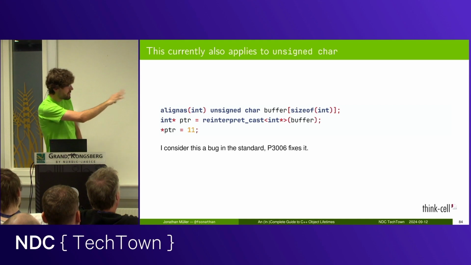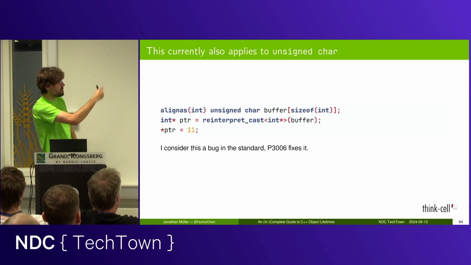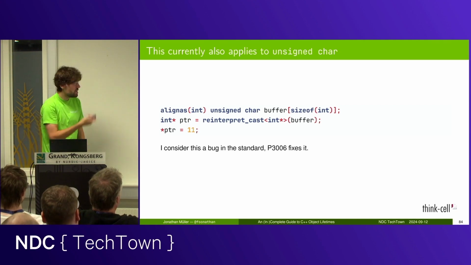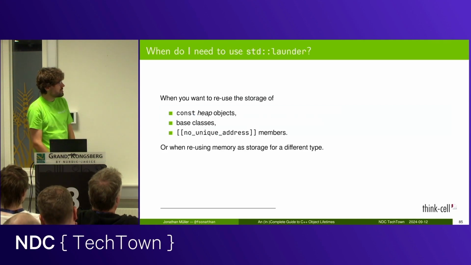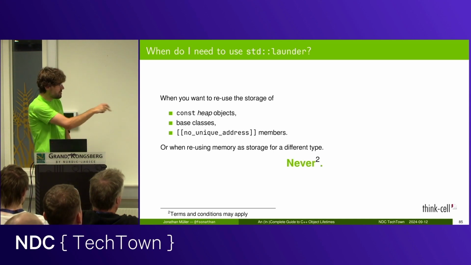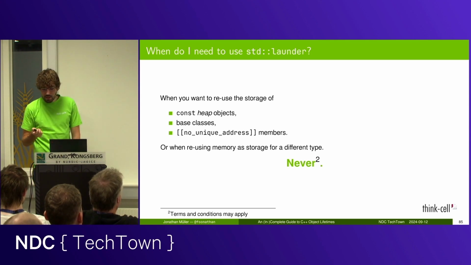Right? There's a paper that says in one of those situations you don't need launder. But this is why you currently need launder, because the int pointer logically is still a pointer to unsigned char. And this is the final use case for launder when you want to reuse memory as storage for a different type. Which means never, but there are some terms and conditions. Anyways, sorry about the slight detour. Back to type punning.